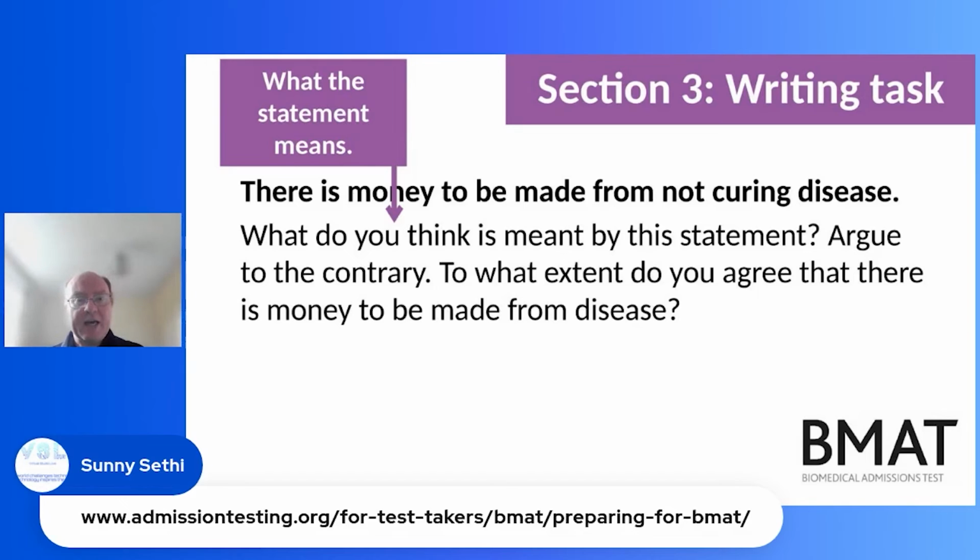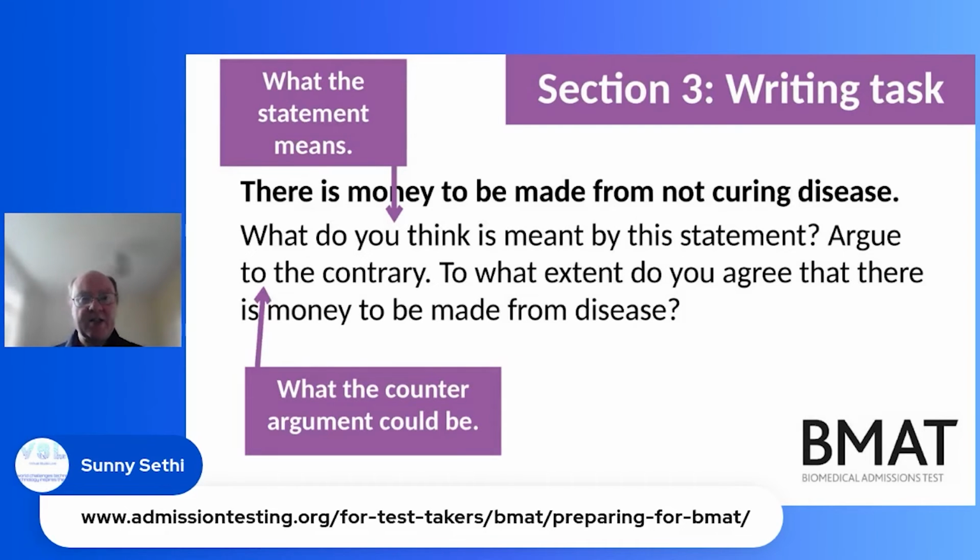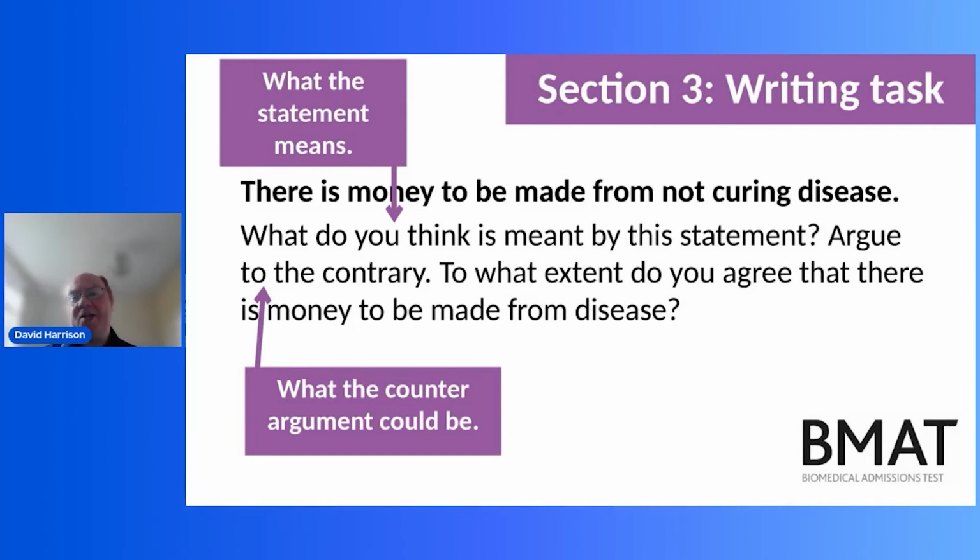Then the second statement is, in this case, asking you to argue to the contrary. So it's really coming up with some counter arguments, some ways to oppose the actual statement and to bring in a different view. So a counter argument might be, well, actually, if people aren't generating cures for diseases, they're not going to be making money, they're not going to be successful. Nobody's going to be interested in just alleviating the symptoms if they know that there could be a cure. So this may be a counter argument.